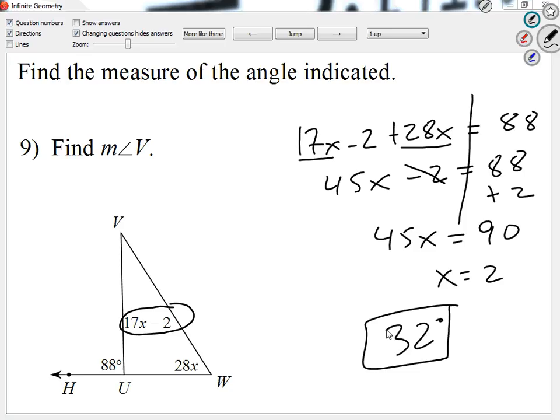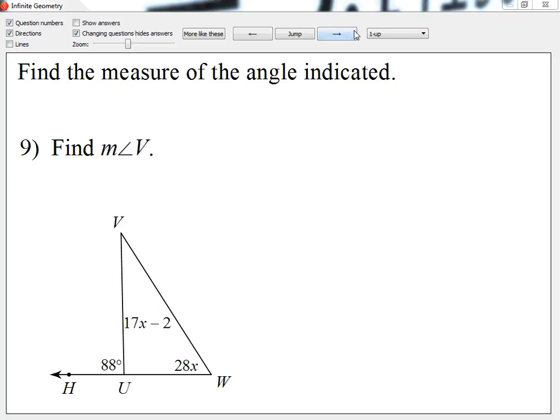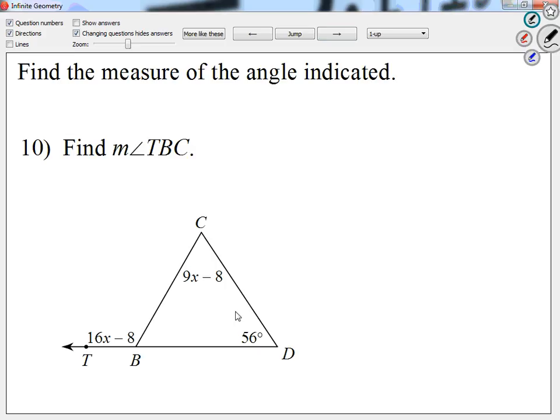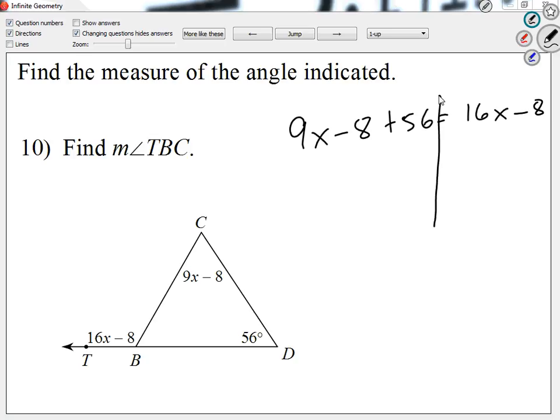Alright, so this takes us to what's next? Number 10? Alright. Let's take a look at number 10. Let me add the two interior angles. So I'm going to say 9x minus 8 plus 56 is equal to 16x minus 8. Add the two interior angles and it equals the exterior angle. Let me simplify the left. 9x is just 9x. How much is negative 8 plus 56? 48.